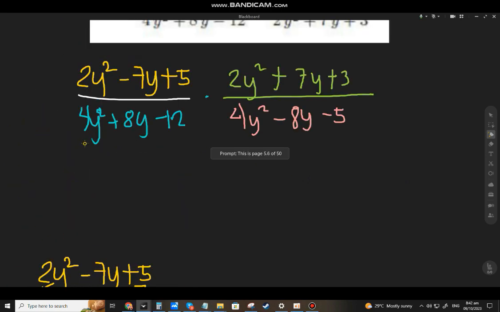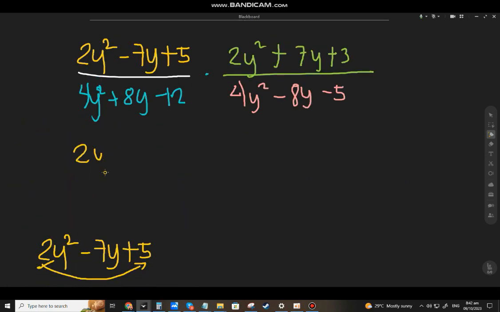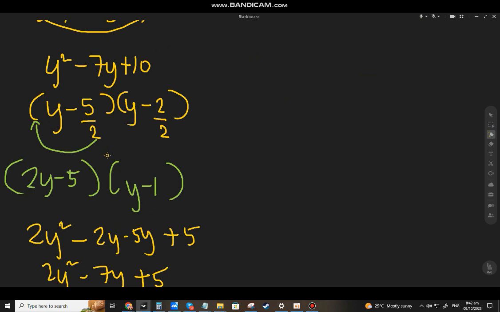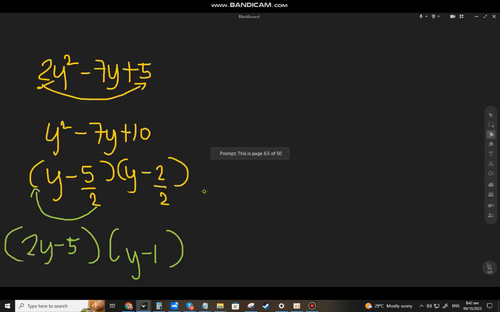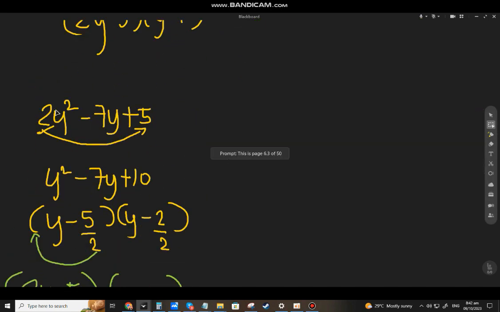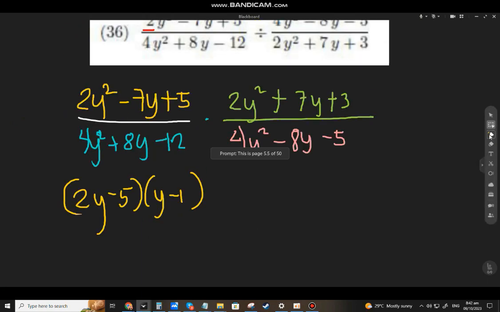So this will be 2y minus 5 times the quantity y minus 1. Correct? Yes, we're correct. So we're just going to remove this one. Okay, now let's do the second one, the blue one.